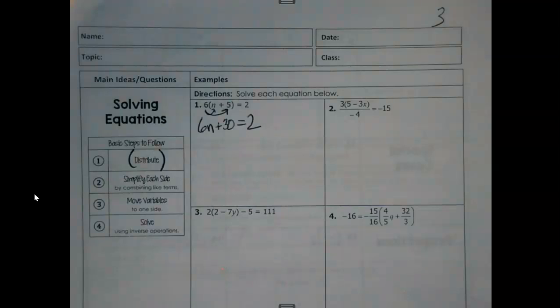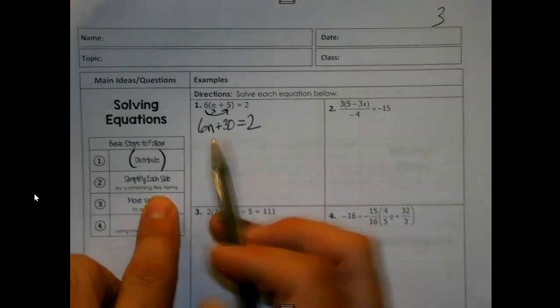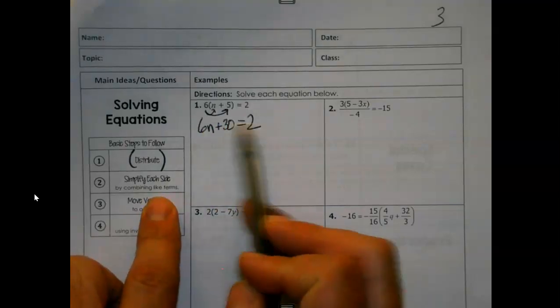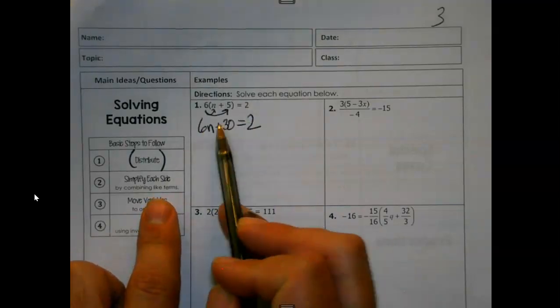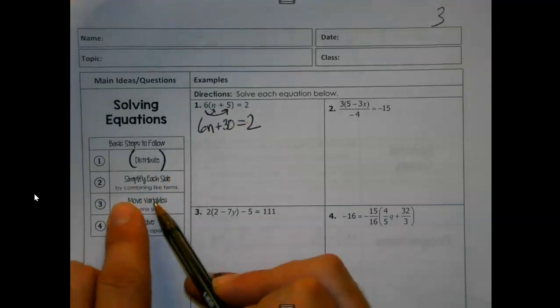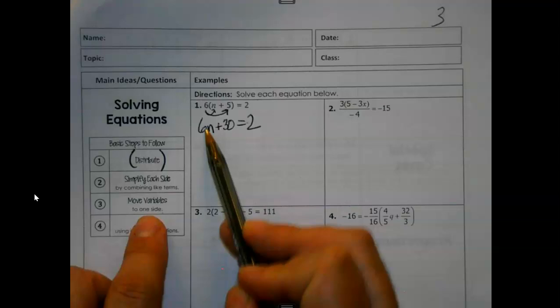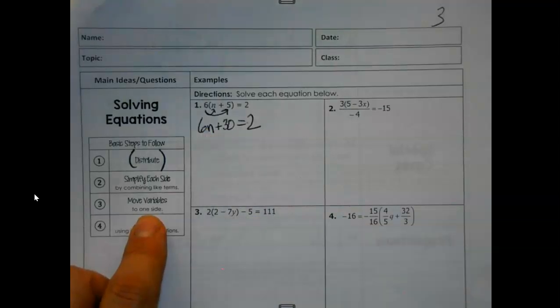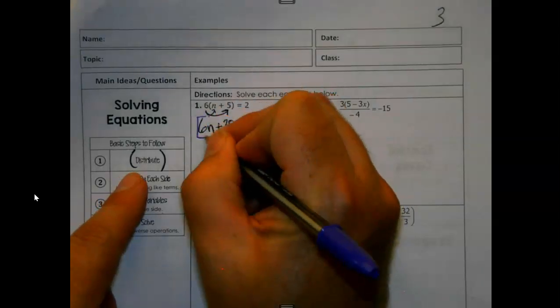You might not have all 4 things every time. Like here it says, combine like terms. I don't have like terms that are on the same side of the equals. So we get to skip step 2 this time. Now move your variables to one side. You're like, they're all right here. I don't have to do that either. This is great. Solve.